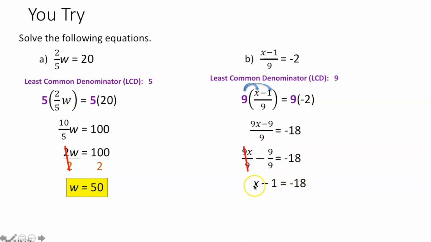What I can do then is I can solve for x, finish the problem, by adding 1 to both sides. These are going to cancel each other out. Over here, negative 18 plus 1. It does not make it negative 19. This is positive, this is negative.